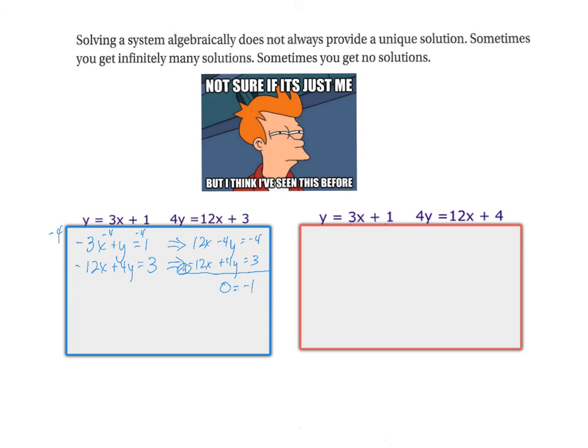So on this one, 0 equals -1. Well, obviously that's not true. So we say no solution because they're parallel. You don't have to put the parallel part. And on this one, if we worked it all out, it would actually be a true statement, and we would say infinite solutions. Okay?